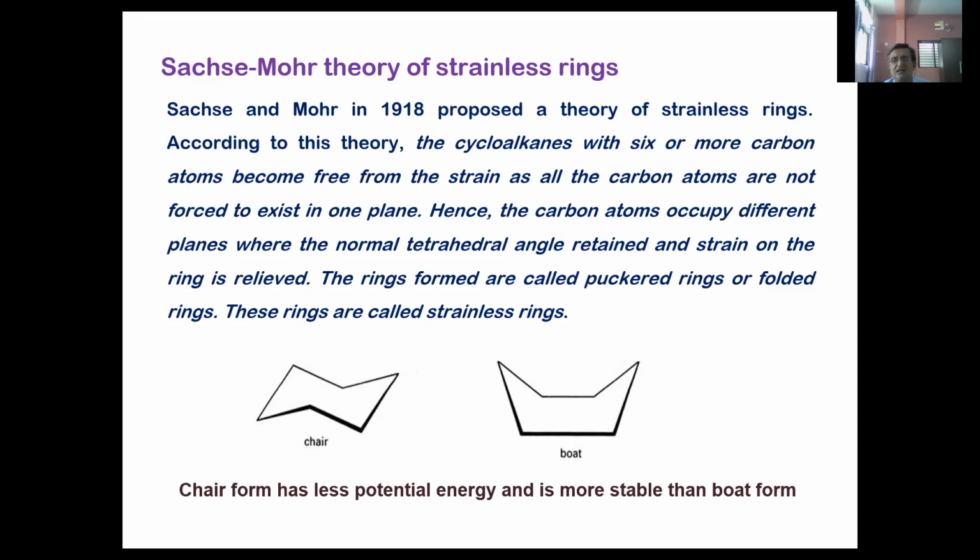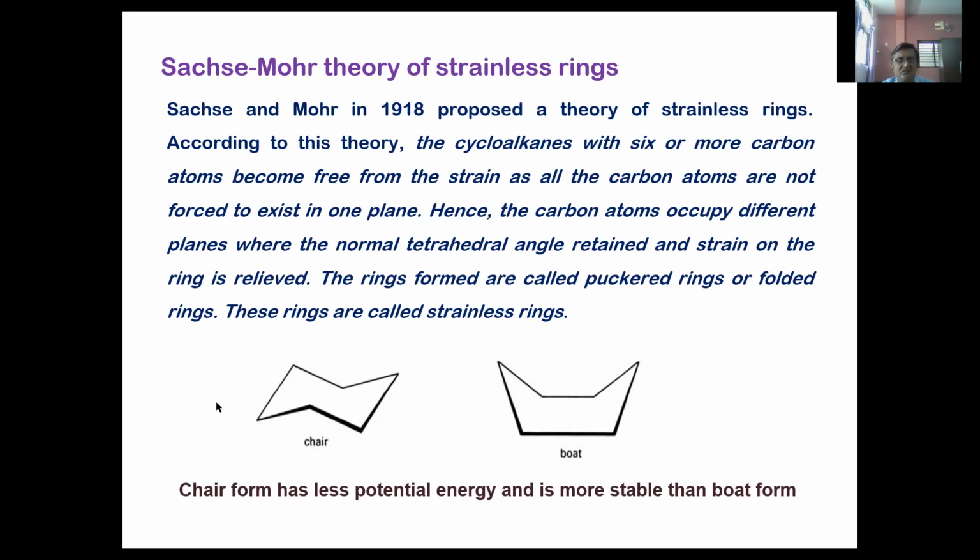When a cycloalkane is consisting of 6 or more than 6 carbon atoms, they are totally free from strain. The carbon atoms are not forced to exist in one plane. Hence, the carbon atoms occupy different planes where the normal tetrahedral angle is retained and the strain on the ring is relieved. So this is what we can call the Sachse-Mohr theory or strainless ring theory. With respect to this theory, we shall learn about the conformational analysis of cyclohexane.